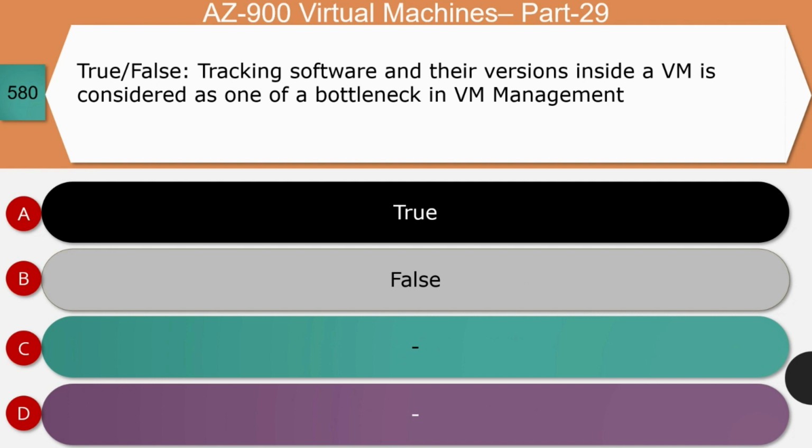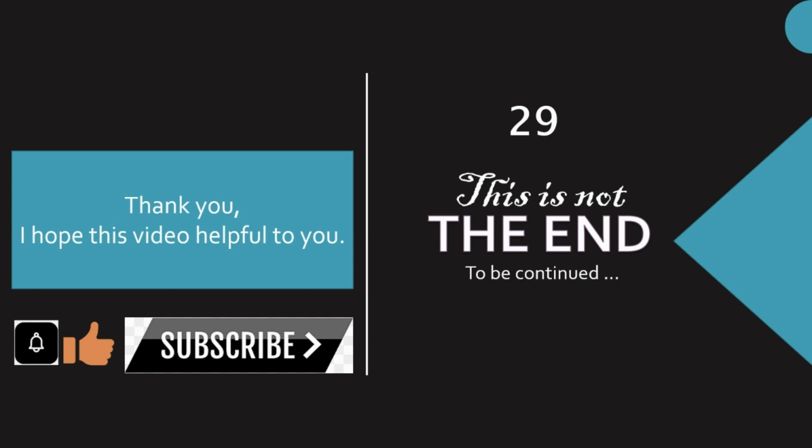Next question, true or false? Tracking software and their versions inside VMs is considered one of the bottlenecks in VM management. Is it true or false? The right answer for this question is true. Let's see the reason. The VMs can have any software or applications installed in them, and multiple versions can also be running on the guest OS, and so it will be a difficult and challenging task to find out what versions of the software and applications are running on the VMs. With that, I end today's discussion.